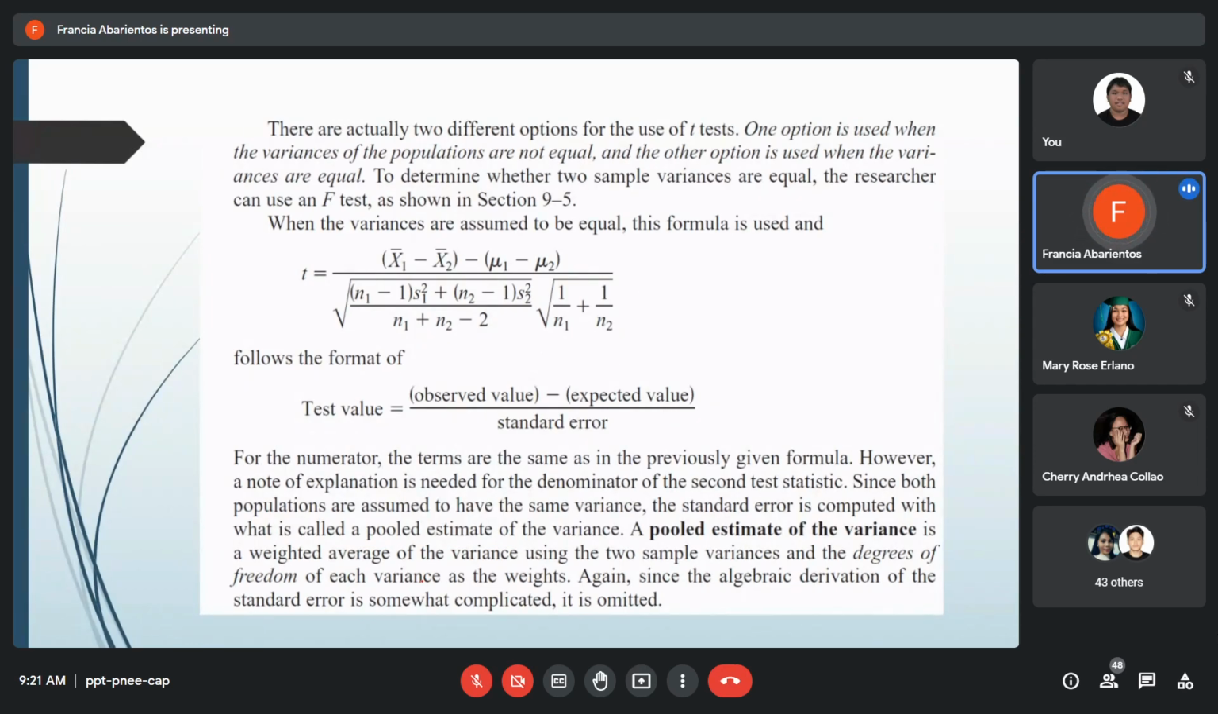So, another test class is the t-test. May two different options for the use of t-test. One option is used when the variances of the population are not equal, and the other option is used when the variances are equal. So, to determine if two sample variances are equal, the researcher can use f-test. Ito class yung kadalasan ginagamit ng mga researcher natin.